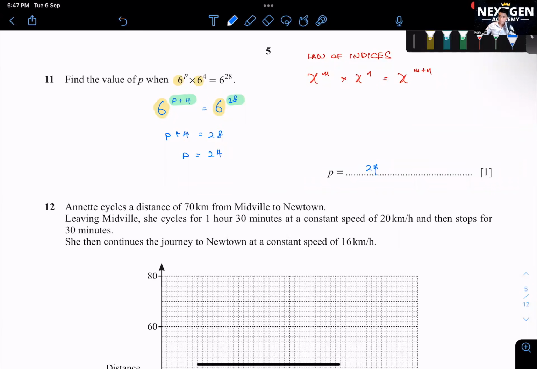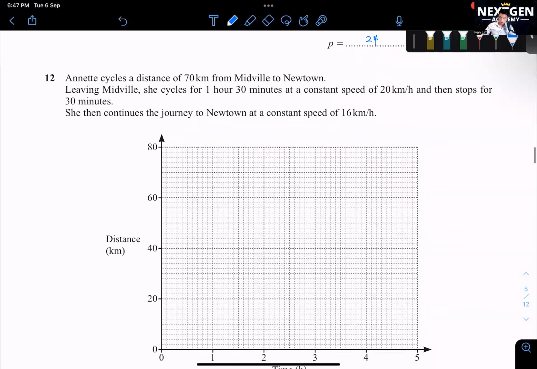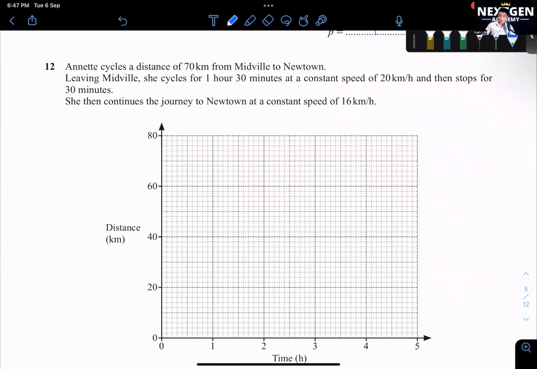Okay, next one. This is your travel graph. So it's either your speed-time or your distance-time graph.